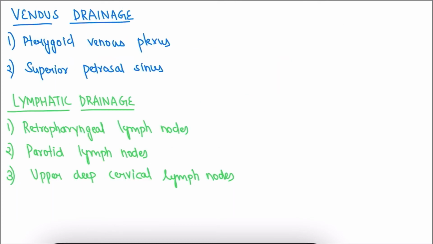Now coming to the venous drainage, there are 2 venous drainages. The first one is the pterygoid venous plexus and the second one is the superior petrosal sinus. Now coming to the lymphatic drainage, the first one is retropharyngeal lymph nodes. The second one is parotid lymph nodes. Upper deep cervical lymph node is the third one. We have to memorize all these points like arterial supply, venous drainage and lymphatic drainage.